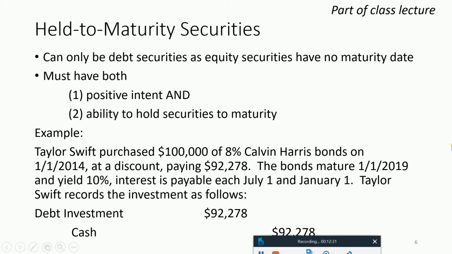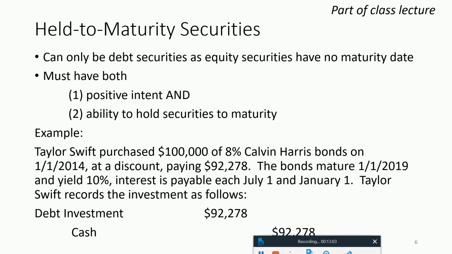So at the bottom here, I have just showed a brief example. Taylor Swift has purchased $100,000 of 8% Calvin Harris bonds on 1/1/2014 at a discount, paying $92,278. The bonds mature on 1/1/2019, so they're 5-year bonds, and they yield 10%. And interest is payable semi-annually on July 1st and January 1st.